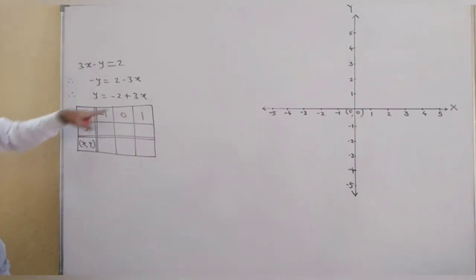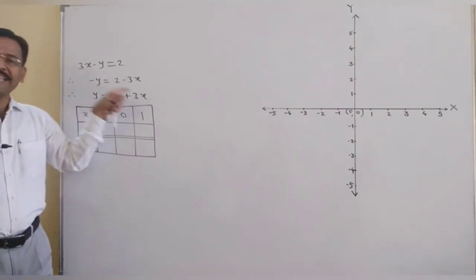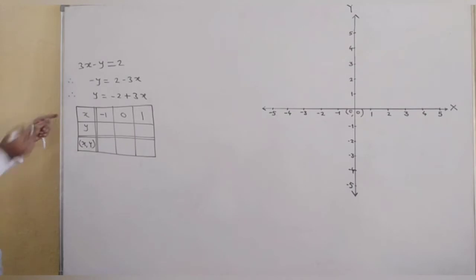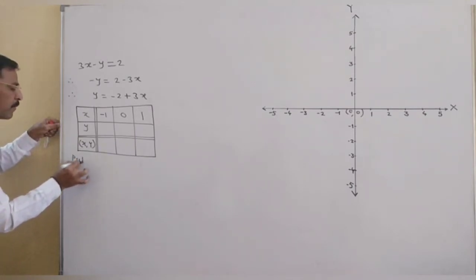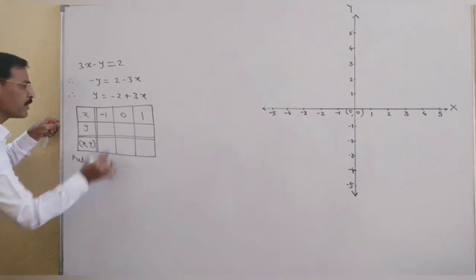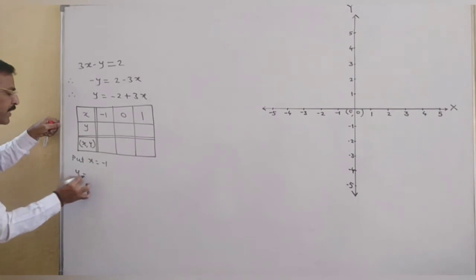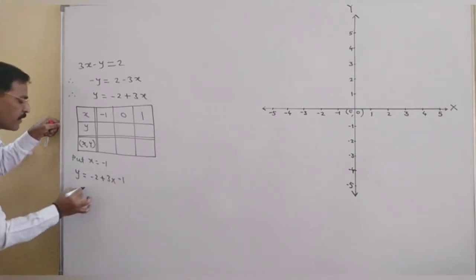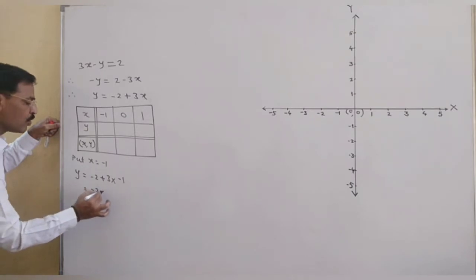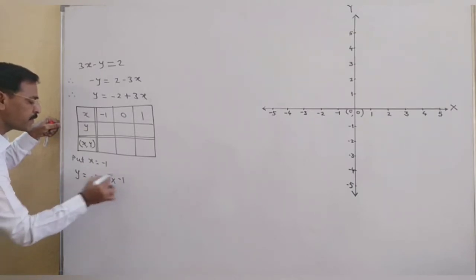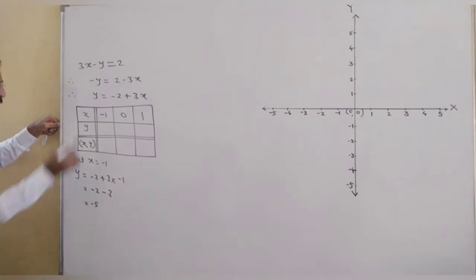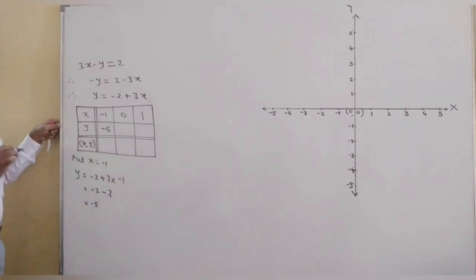Now all these values we are going to substitute in this equation. Then we can get the coordinates of y also here. See here, we put x equal to minus 1 in this equation. So y equal to minus 2 plus 3 into minus 1. What will happen? Minus 2, plus minus into plus, 3 ones are 3, so here it is minus 5. And this minus 5 we can put up here.